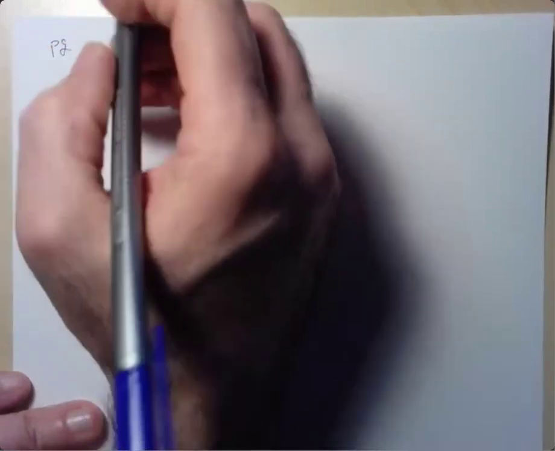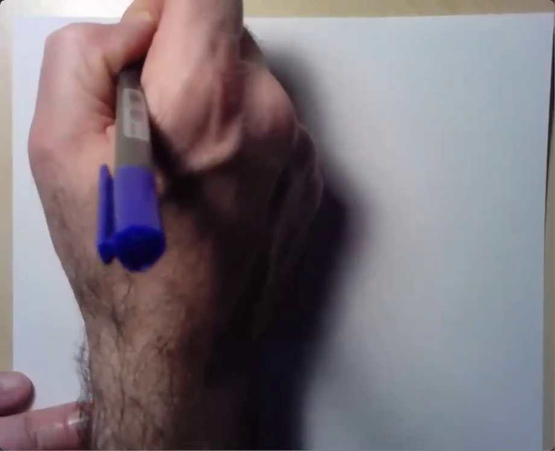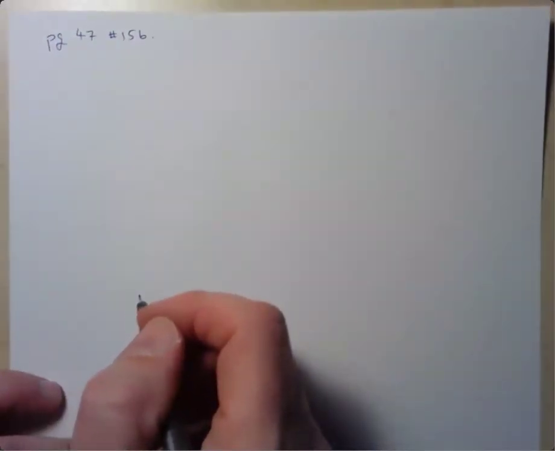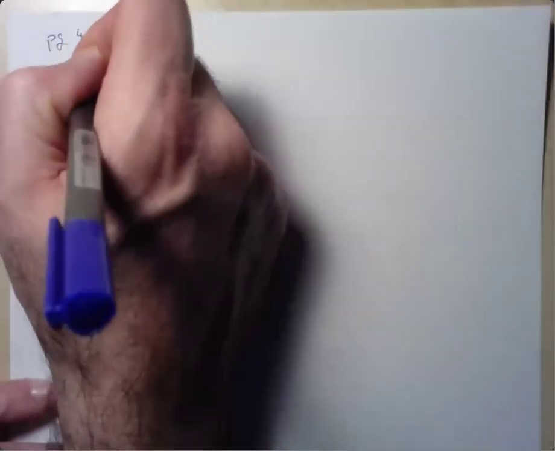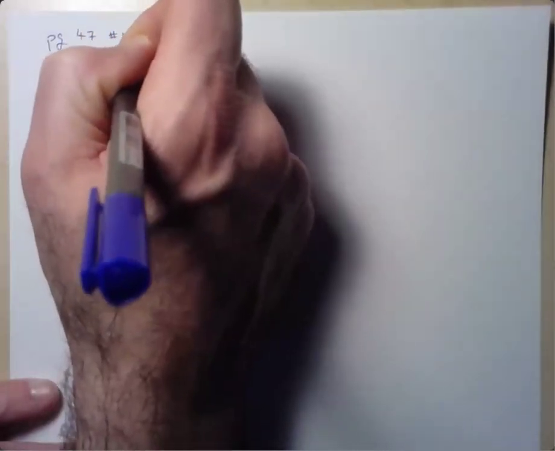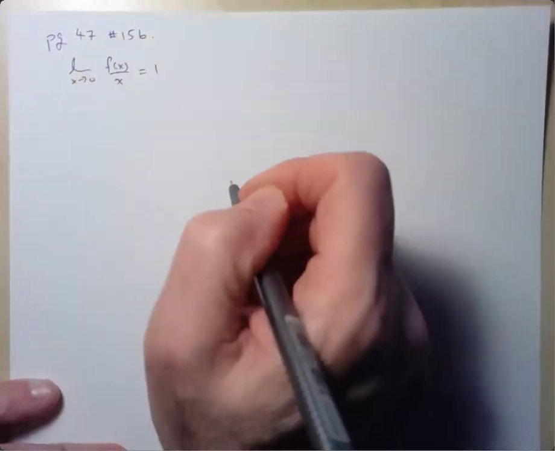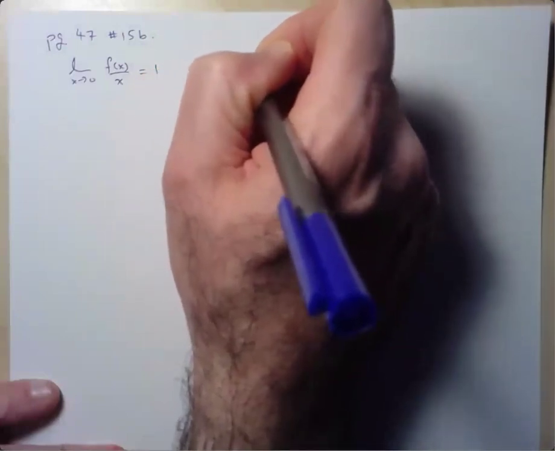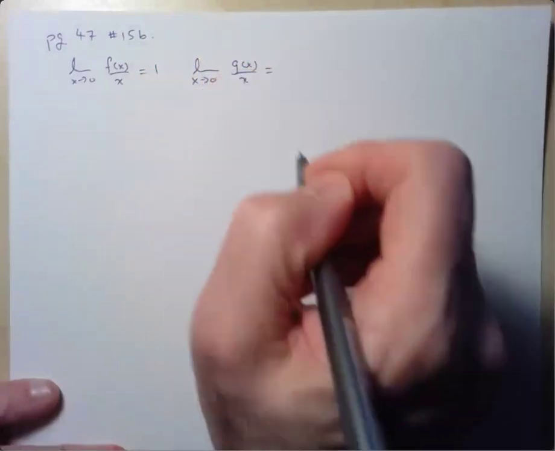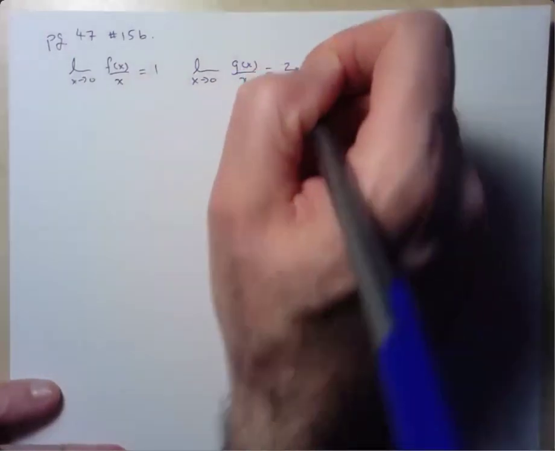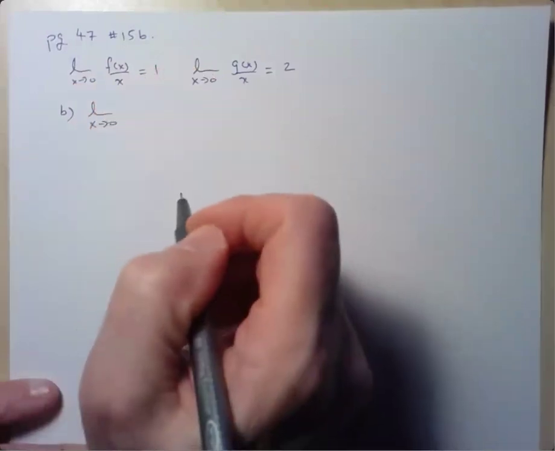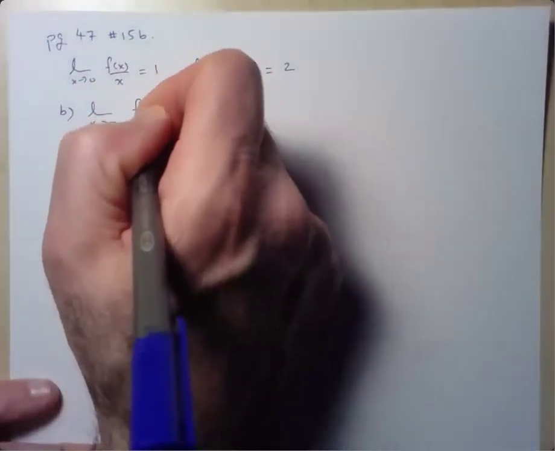Okay, so this is page 47, number 15b. Here again, we have to make sure we're looking at the information that's given. They tell us that the limit as x approaches 0 of f of x over x is equal to 1, so you know that limit exists. And they tell us that the limit as x approaches 0 of g of x over x is equal to 2.